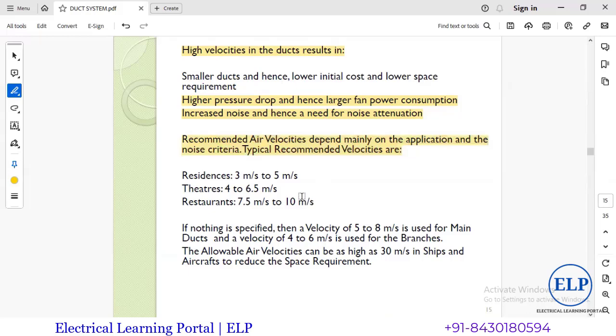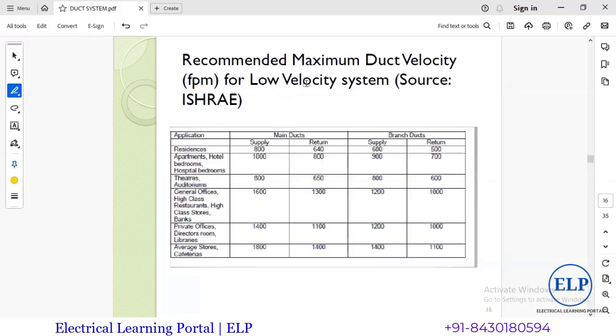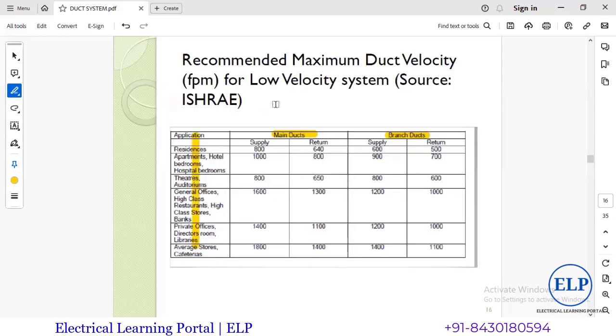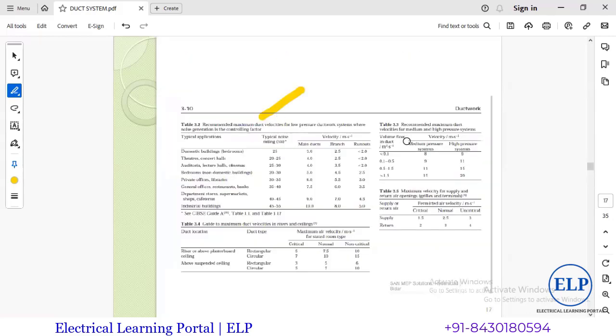So this is the recommended air duct velocity as per ISHRAE. This is for the main duct, this is for the branch duct, this is the application, and these values are given in FPM here. Whenever we are designing the duct system, we are going to follow this velocity. The same thing is given in the CIBSE guide also. This is the international code, this is the Indian code. So you can see that they have given it here.